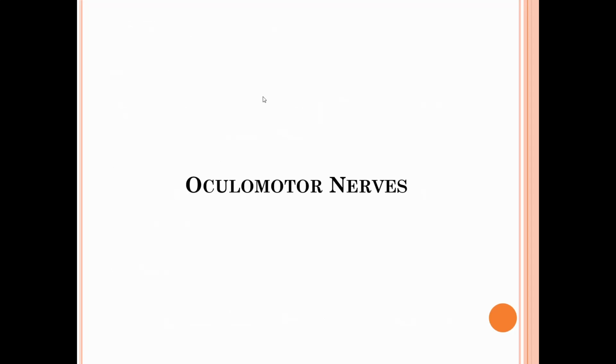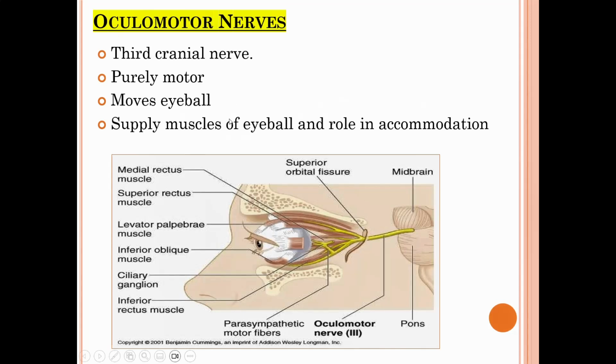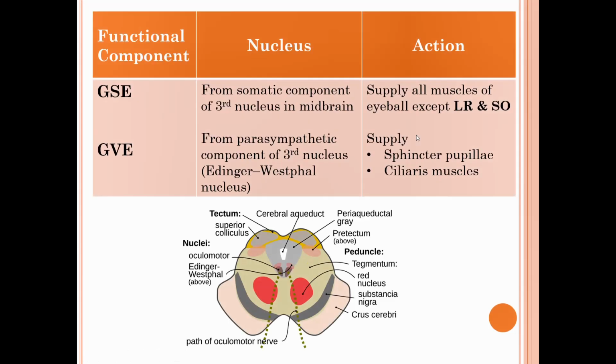First, third cranial nerve, that is oculomotor nerve. Oculomotor nerve is purely motor nerve. It moves the eyeball and it supplies the muscles of the eyeball and has a role in accommodation. What are the functional components for the third cranial nerve or oculomotor nerve?